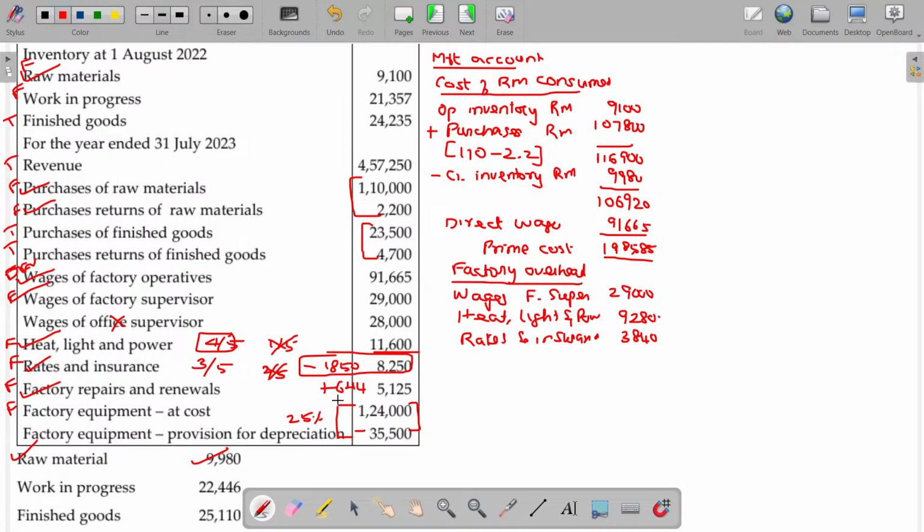And factory repairs and renewals, so you have to add 644 and then post here repairs and renewals related to the factory, the value being 5,769. Factory depreciation, the equipment depreciation from 124,35,500 is subtracted. On that 25% will be taken, this value being 22,125. Then overall value being 70,014.